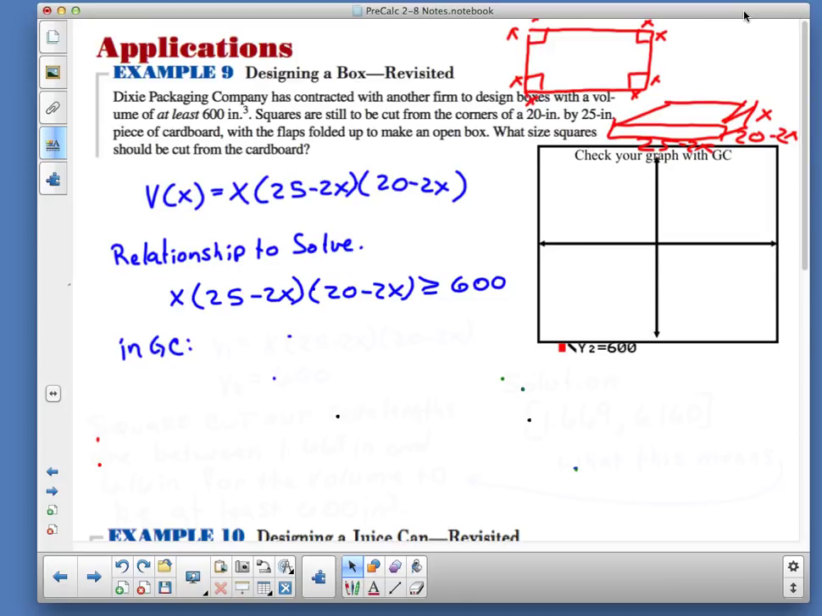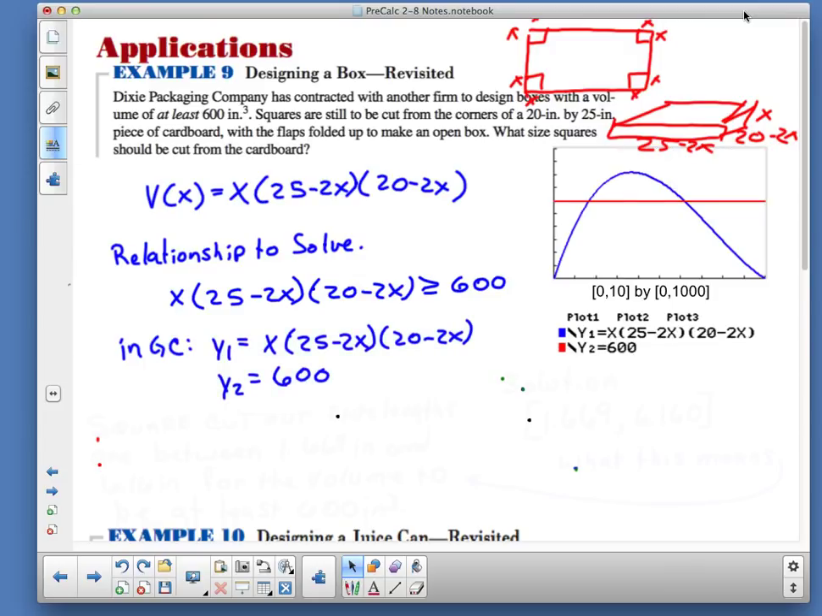Now, in my graphing calculator, I want to set up the volume function, okay? In Y1, I'm going to put my volume, and in Y2 my 600, so I have that relationship in my graphing calculator. Now, keep in mind, I have two graphs that are going to cross. So I am going to put them in, and I am going to come out with the spot where they cross.